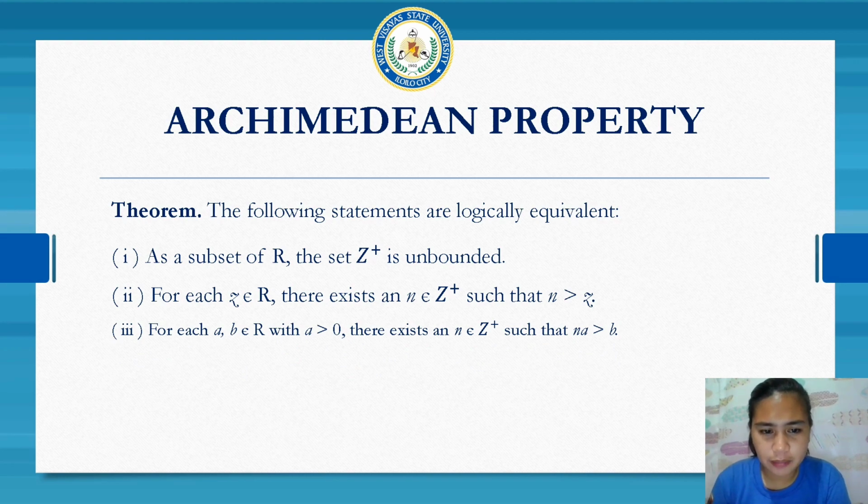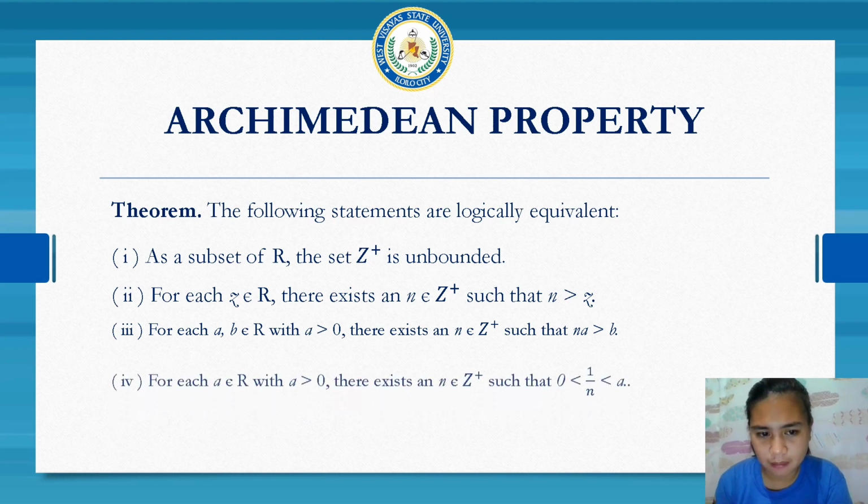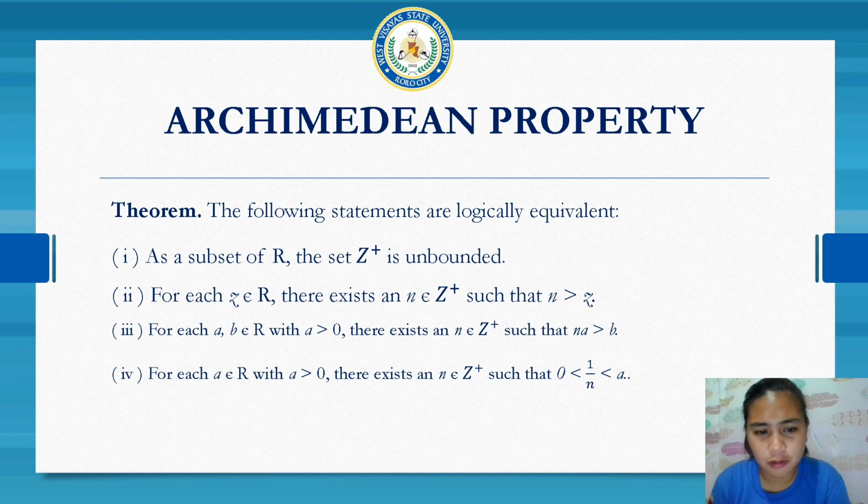For each a, b elements of R with a greater than 0, there exists an n element of Z plus such that n times a is greater than b. And the last, for each a element of R with a greater than 0, there exists an n element of Z plus such that 1 over n is greater than 0 but less than a.